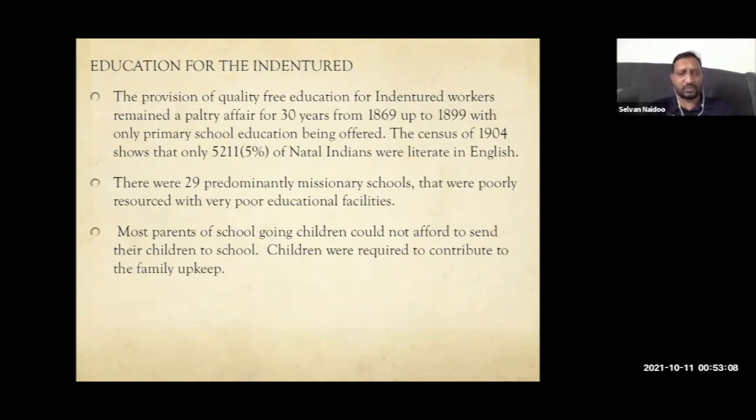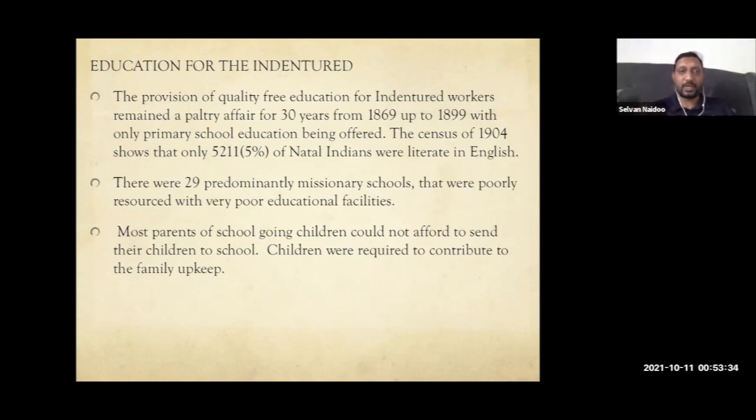Education was paltry for a number of years between 1869 and 1899. There was only primary school education being offered. The census shows that only 5% of Natal Indians were literate in English. There were 29 predominantly missionary schools, and these were poorly resourced.